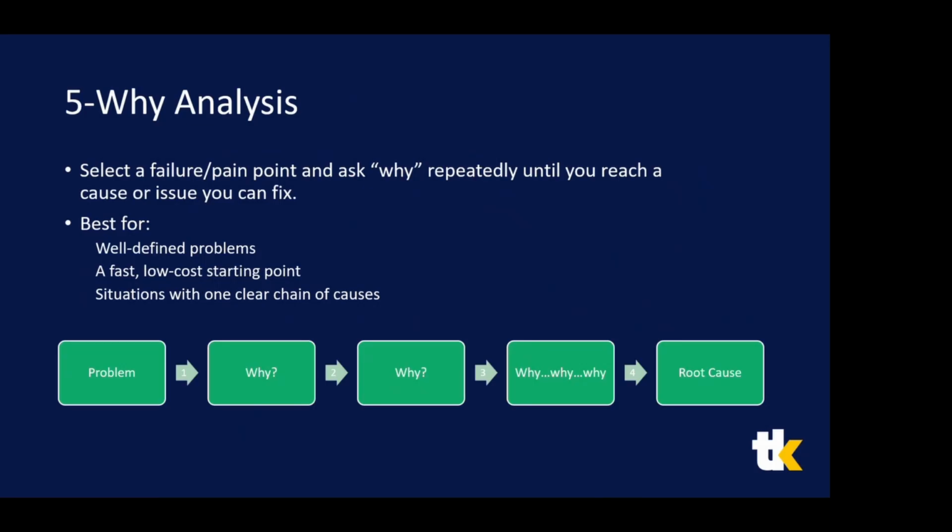This works really well for a well-defined problem. If you want to find a fast, low-cost starting point, you can just keep asking why until you drill down into something that's easy to fix. And it's great for situations where you might have one clear chain of causes, so you had an actual domino effect happen. So this looks like I have a problem. Why did that problem occur? Why did that occur? Why, until you ultimately have a root cause.